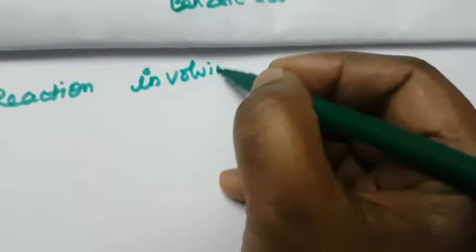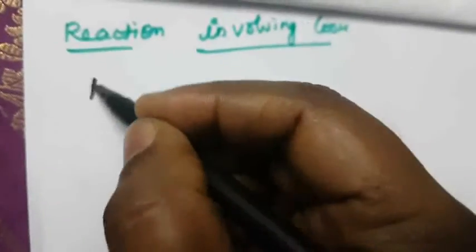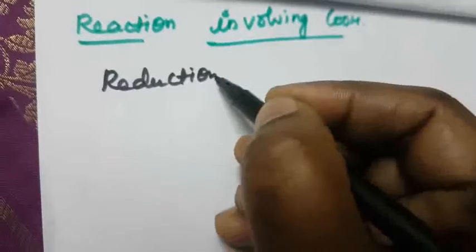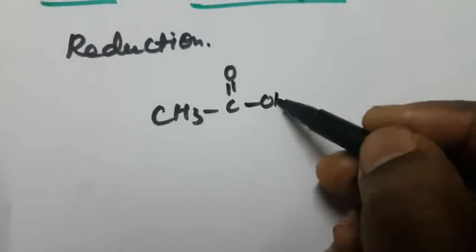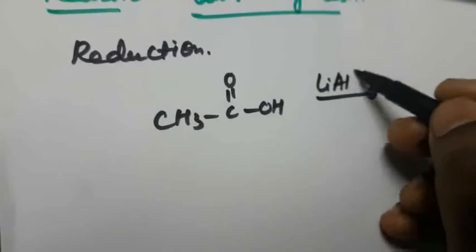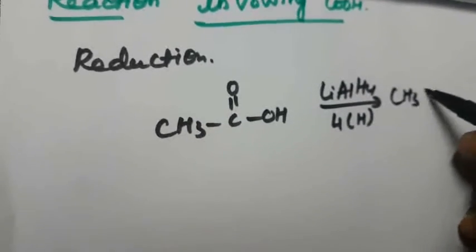So next one is reactions involving COOH. Reactions involving the COOH group. How will it go? Again, partial reduction to alcohol. How will it be reduced? Again, CH3, C double bond O, OH, acetic acid, with lithium aluminium hydride, reduction to form ethanol, CH3, CH2, OH.